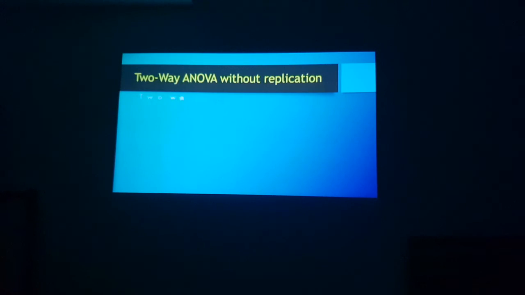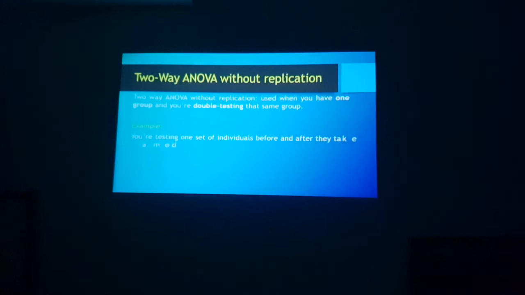Two-way ANOVA without replication is used when you have one group and you're testing the same group twice. Example: you're testing one set of individuals before and after they take a medication to see if it works or not.